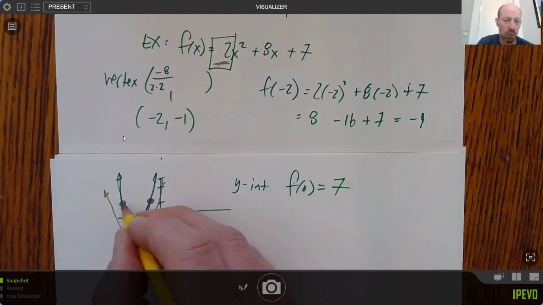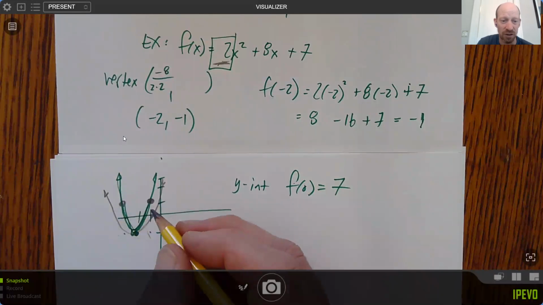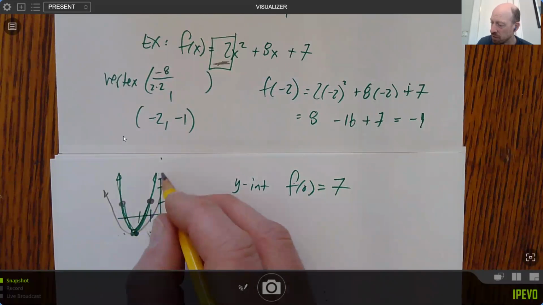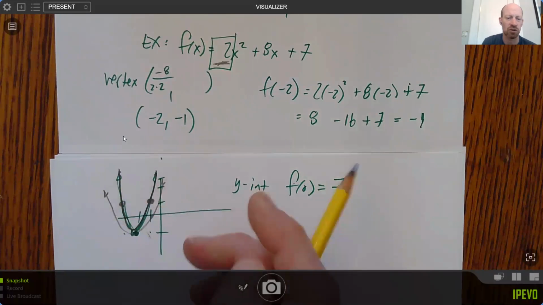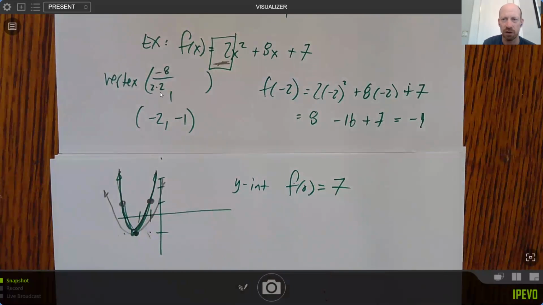I really only need one side because it's symmetric. It's going to do the same thing on either side. And that's where I get this stretched, more narrow version of the graph. It's most common with values like 2 or 3 or 4, because those are easy for us to find the other points on.